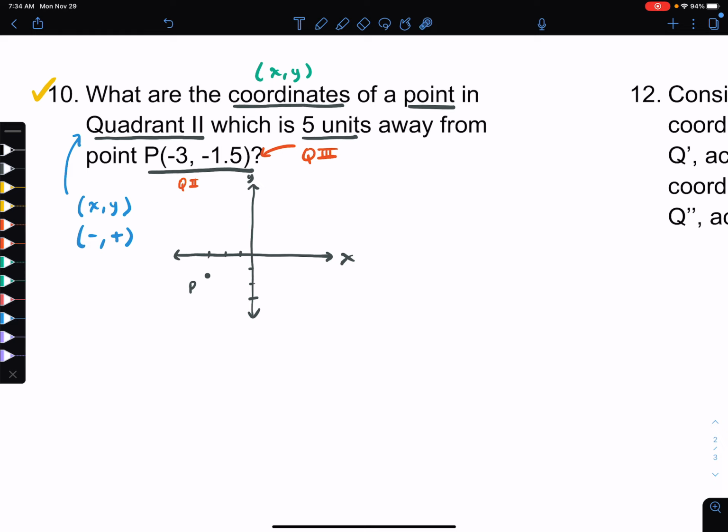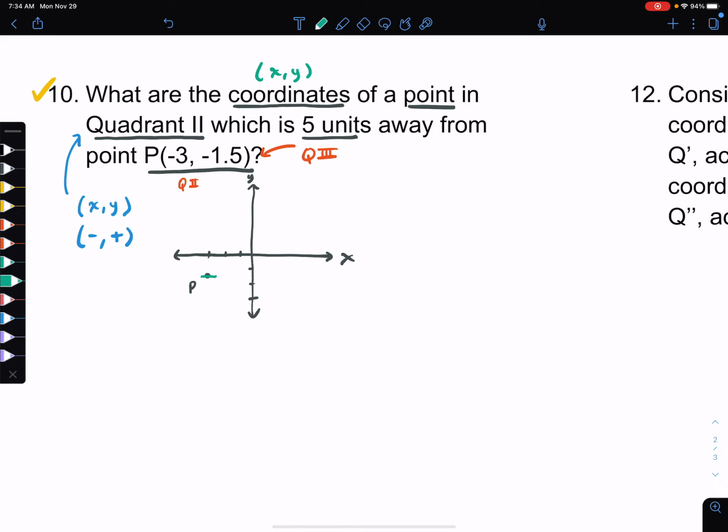So we have to go 5 units away. Well, think about all the ways we can go 5 units away. We could go 5 units this way, but that would go to quadrant 4. We can go 5 units this way, but that'll be still in quadrant 3. If we go 5 units this way, we're still in quadrant 3. And if we go 5 units this way, then we'll be in quadrant 2. So I think we know which way we have to go. So we can go ahead and count 5 units up.